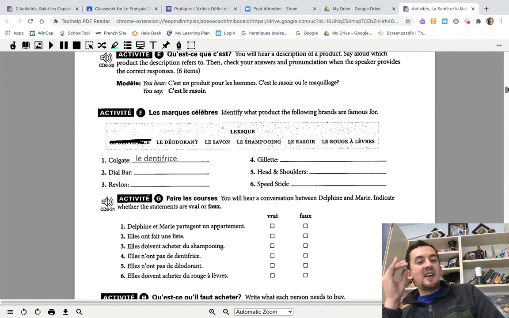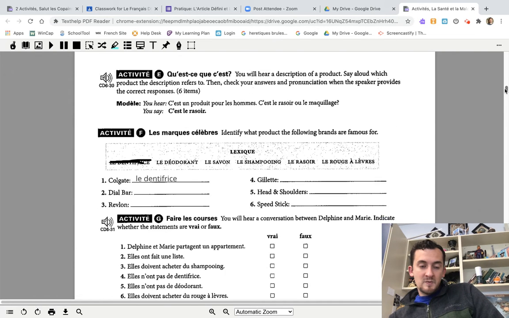So, activité F, les marques célèbres, famous brands. Looks like I've already done this one on the document for you. So you might not know all of these, but you can look it up. D'accord? But Colgate, for example, c'est un dentifrice. D'accord? So you can just write le dentifrice there. All right, go ahead and do that one.